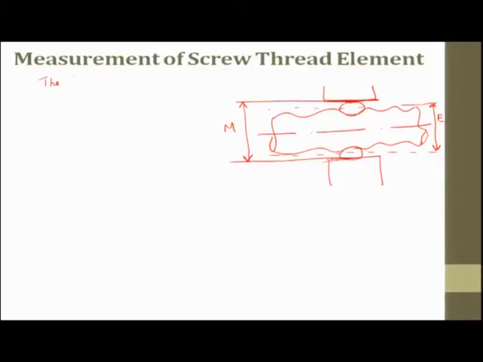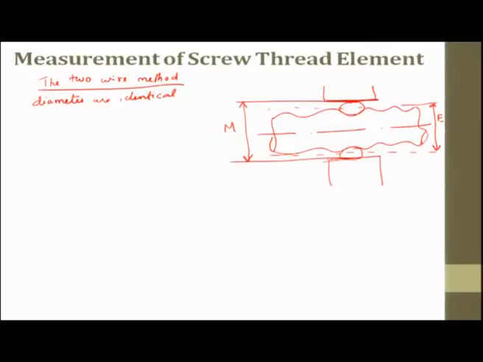In the 2 wire method, the diameters are identical. You can't take varying diameters. These two identical diameters are placed and they have to be in contact with the screw thread.